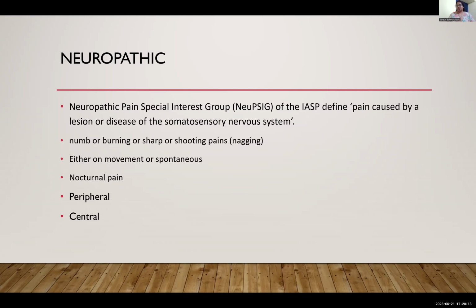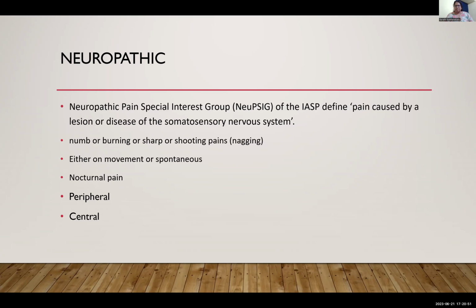As you learn, try to compare and contrast so that you remember very clearly what kind of pain this is. This pain is described most of the time as numbness or burning or a sharp pain, or it could be shooting pain. Suddenly, shooting pain is kind of like shock-like pain. Sometimes it could radiate from one place to another. Or it could be nagging pain.